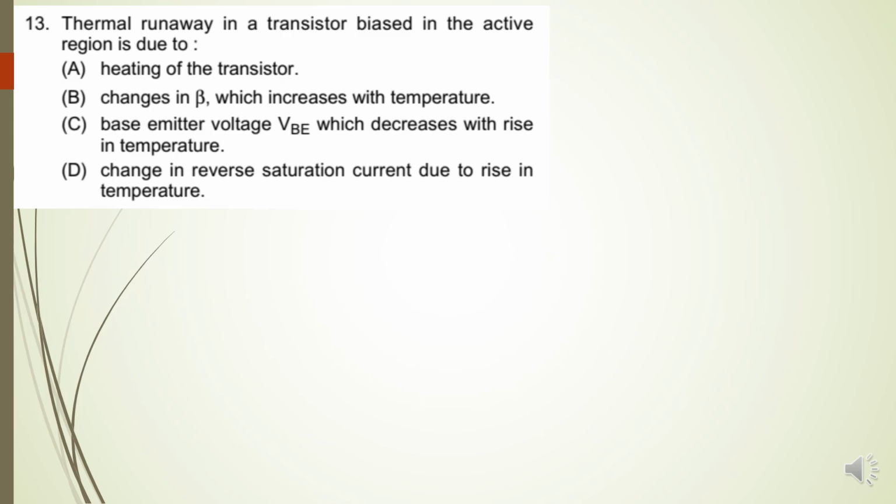Question number 13. Thermal runaway in a transistor biased in the active region is due to: A. heating of the transistor, B. changes in beta, which increases with temperature, C. base emitter voltage VBE, which decreases with rise in temperature, D. change in reverse saturation current due to rise in temperature. The answer is option D. Change in reverse saturation current due to rise in temperature.